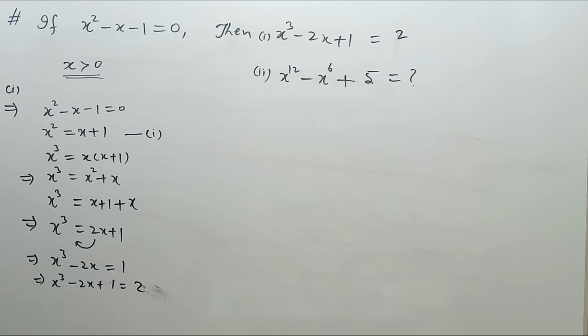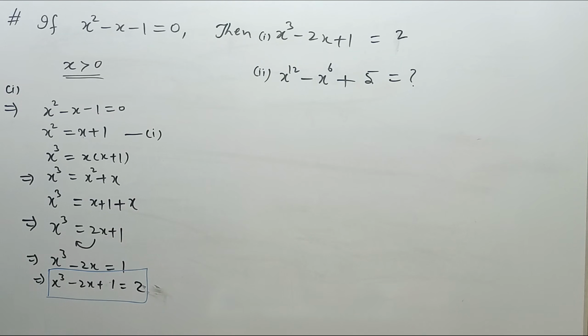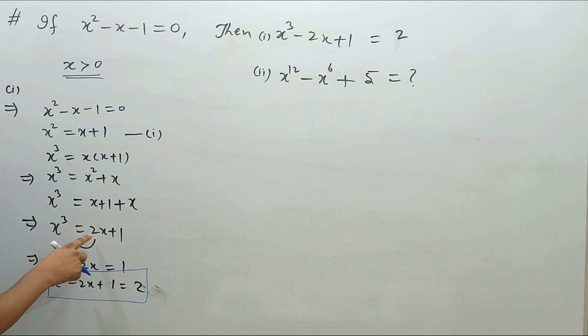Now see the second question. This is the first question, for which we got the value 2. So let's mark this x square as x plus 1. We have got x cube is equal to 2x plus 1. Take this one as equation number 2.